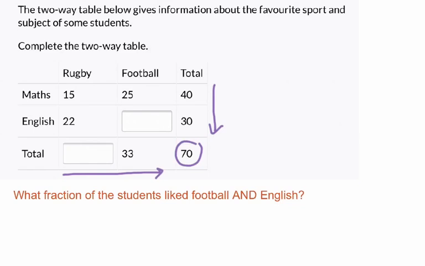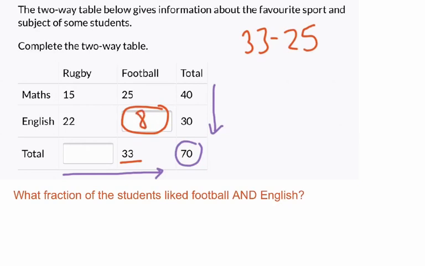Okay, now then, if we look at trying to find one of our missing numbers, so if we look at football first of all, so if we look at football and English, so we know that the total for football is 33, and we've got 25 already who like maths. So that would mean that in order to work out those that like English, we would do 33 take away 25, and that would leave me with an answer of 8.